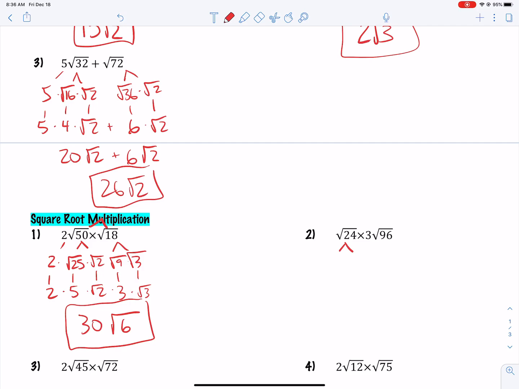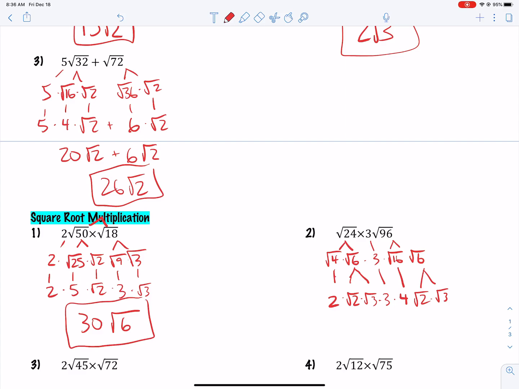24. This is 4 and 6 times 3 times 36 could be 16 and 6, right? So 4 is done, so that's a 2. 6 is going to be radical 2 times radical 3. Bring down this 3. 16 turns into 4, and this 6 turns into radical 2 times radical 3.